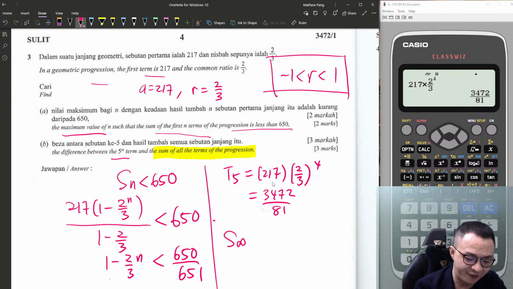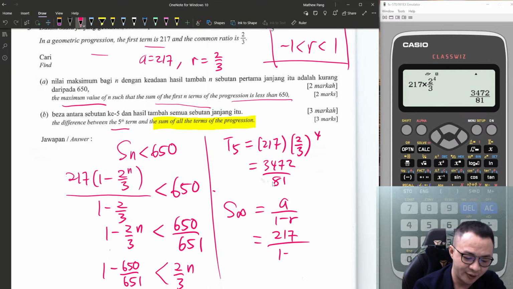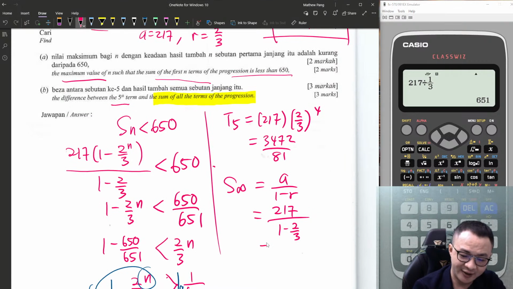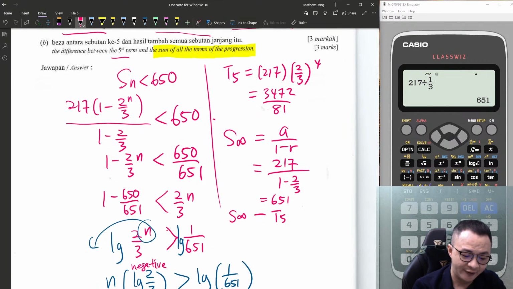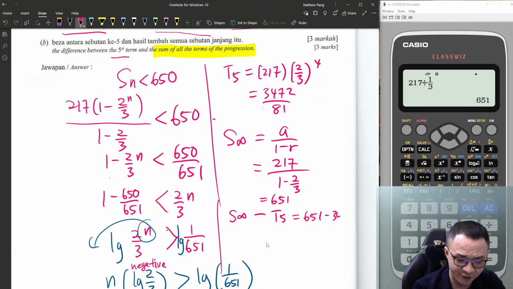And then I do sum to infinity. A over 1 minus R, right? The formula: 217 over 1 minus 2 over 3. So basically it's 217 divided by 1 over 3, which is 651. Since I want to find the difference, I take the sum to infinity minus T5. So, therefore, I will get something like 651 minus 3472 over 81.